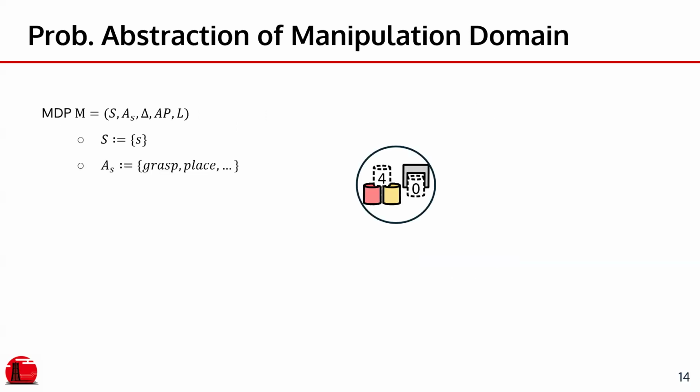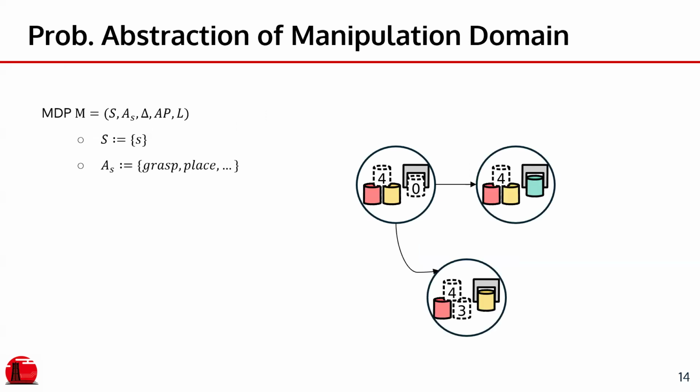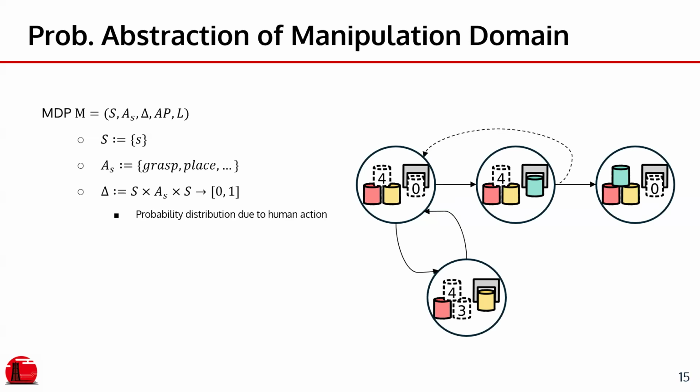Then from every state, for every action, we check if the state satisfies the preconditions corresponding to the robot action. Here, from the initial state, under the grasp action, the robot can grasp either the blue block or the yellow block. Next, the robot can then place the blocks in the end effector.